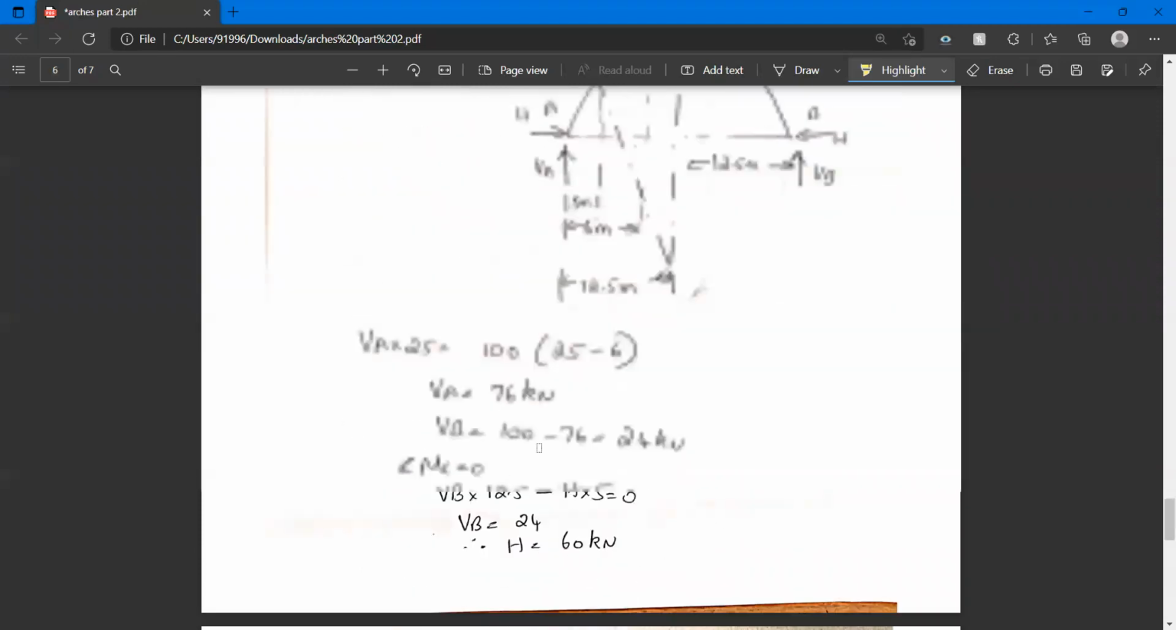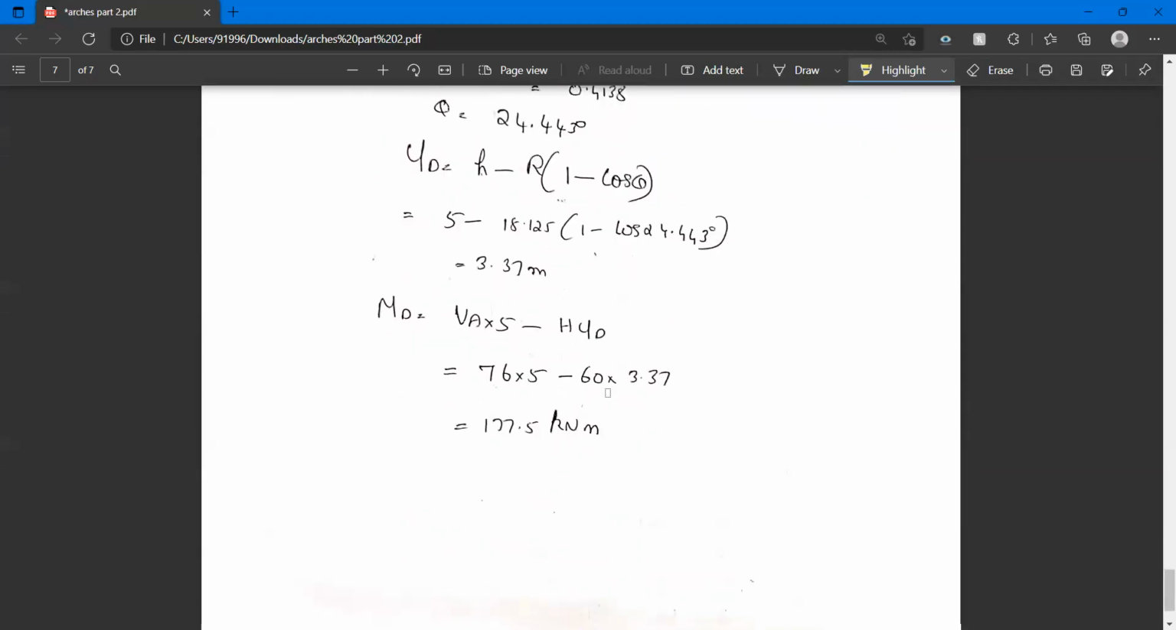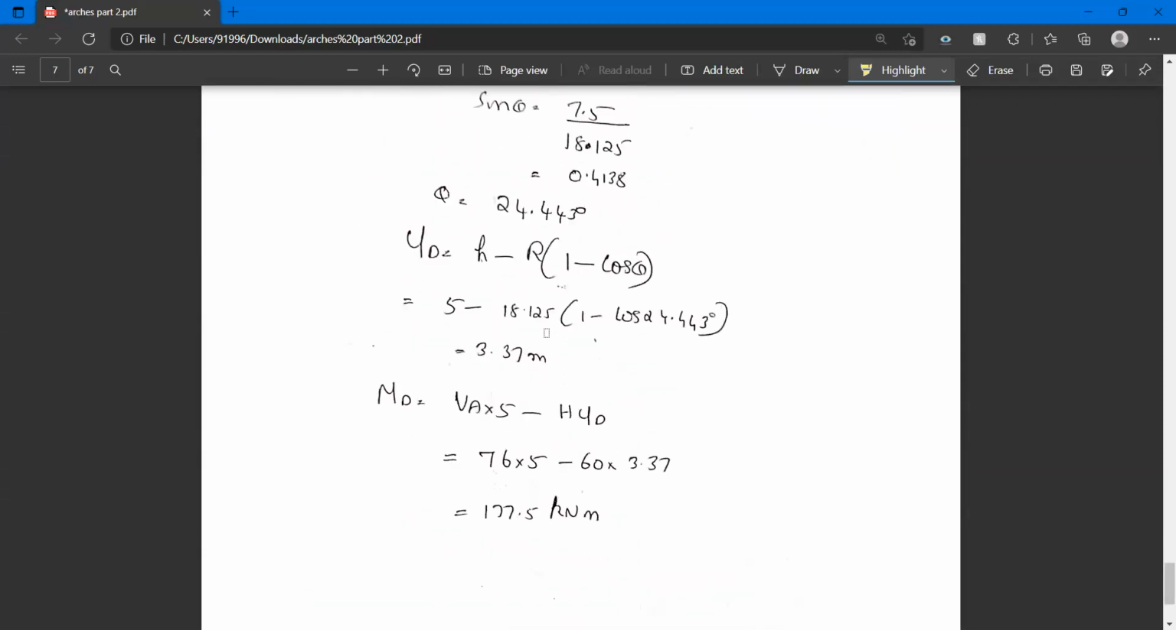Then we should find out the vertical length at D. Okay, YD. How you can find this length? You can find distance for this. You can find till this distance. Now, you know this distance. Then you can find the distance from this point to this point. Okay, so you can find out YD. YD is equal to H minus R into 1 minus cos theta.